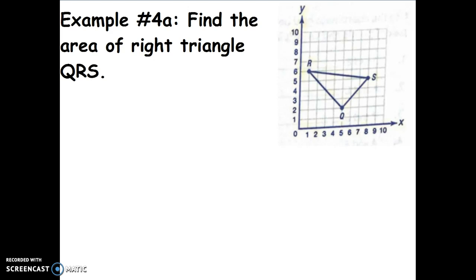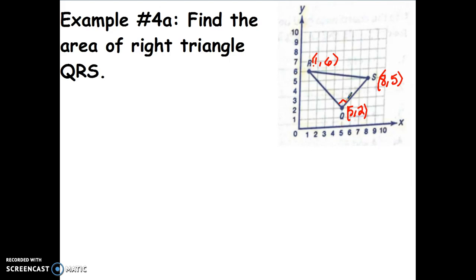All right, so when looking at triangle QRS, the first thing that I want to do is just identify those ordered pairs. So we have (8, 5), (5, 2), and (1, 6). Okay, so we said that this is a right triangle. So just looking here, we can pretty much assume correctly that this is our right angle.